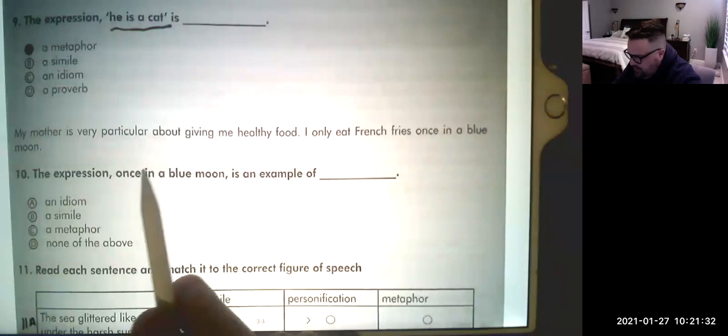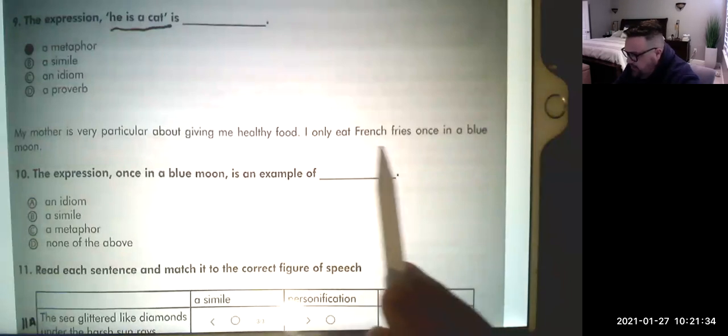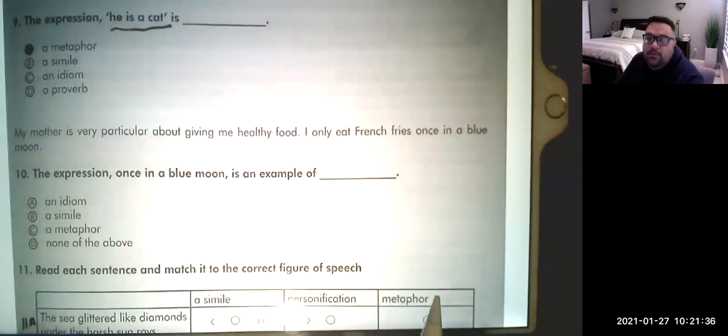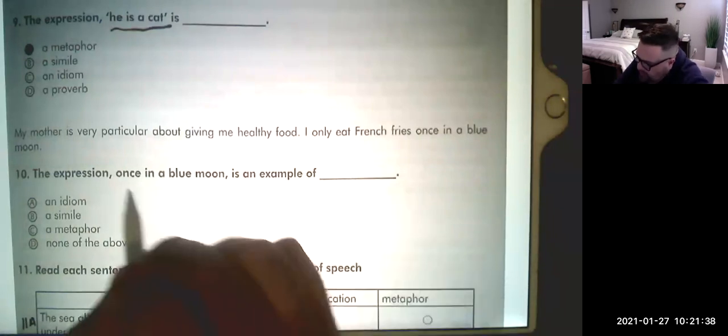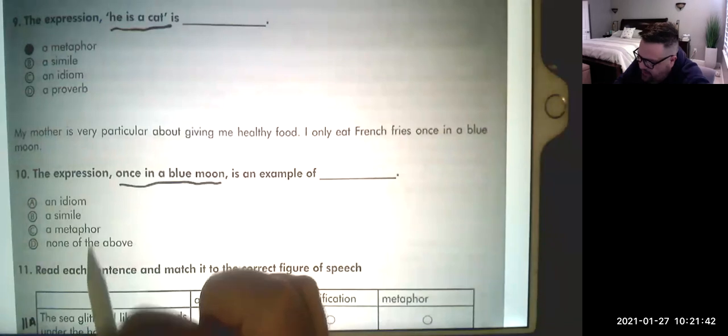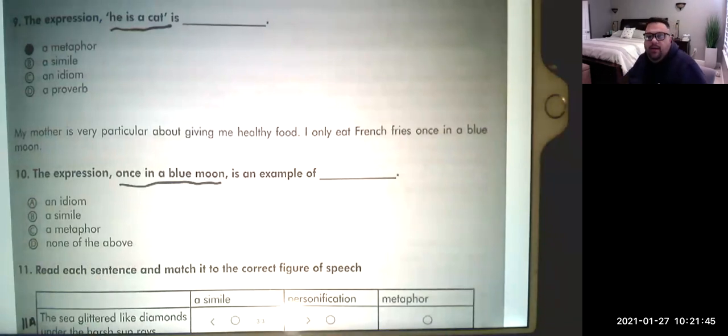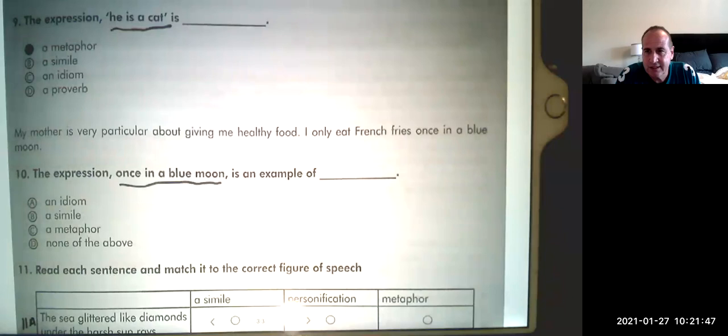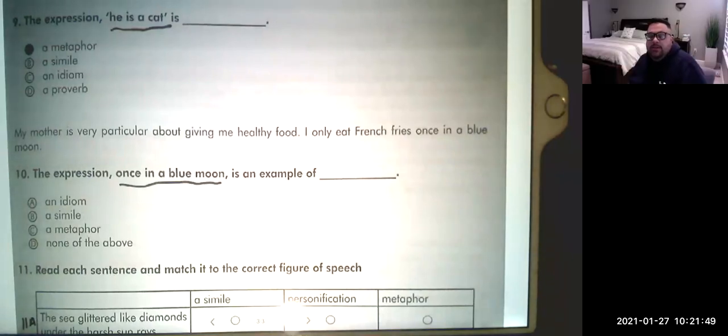My mother is very particular about giving me healthy food. I only eat French fries once in a blue moon. The expression "once in a blue moon" is an example of an idiom, a simile, a metaphor, or none of the above. Okay, we didn't cover this one. We didn't, so we're not going to have you guys pause here.